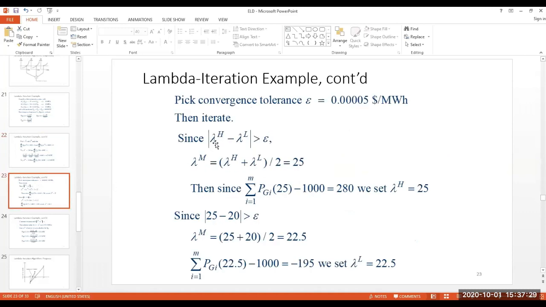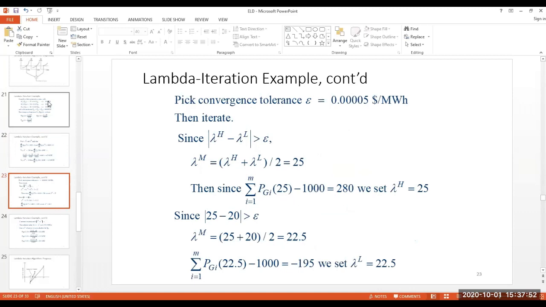Then you check the first condition, lambda H minus lambda L. Remember, lambda H is 30, lambda L is 20. So of course, this is greater than, this is small value. So we calculate lambda M. So it would be 30 plus 20 divided by 2, which is 25. Then we have to use this lambda M, right? And calculate the error. This is my error.